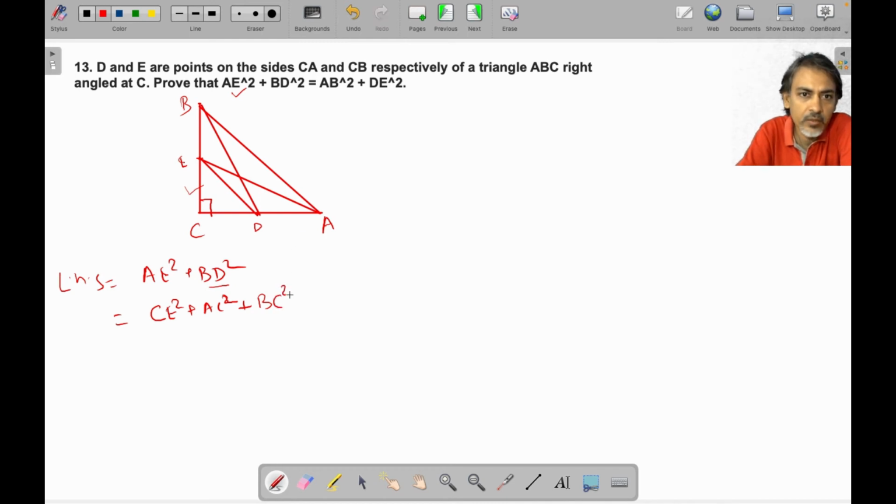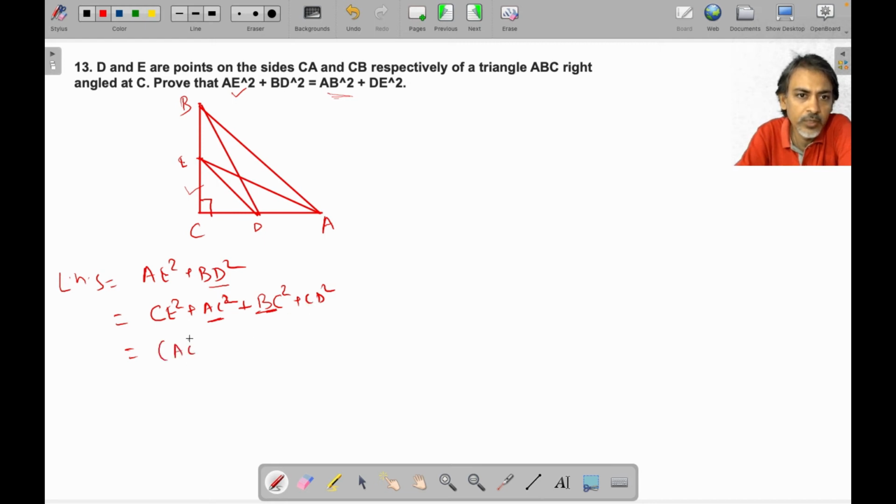BC square plus CD square. Now my CE square is given, right? See, this is what we have done. Now on the right hand side, you can see that there is AB square, right? When you look at this bigger triangle, AB square is nothing but BC square plus CA square. So we can combine CA square and BC square together and CE square and CD square together.